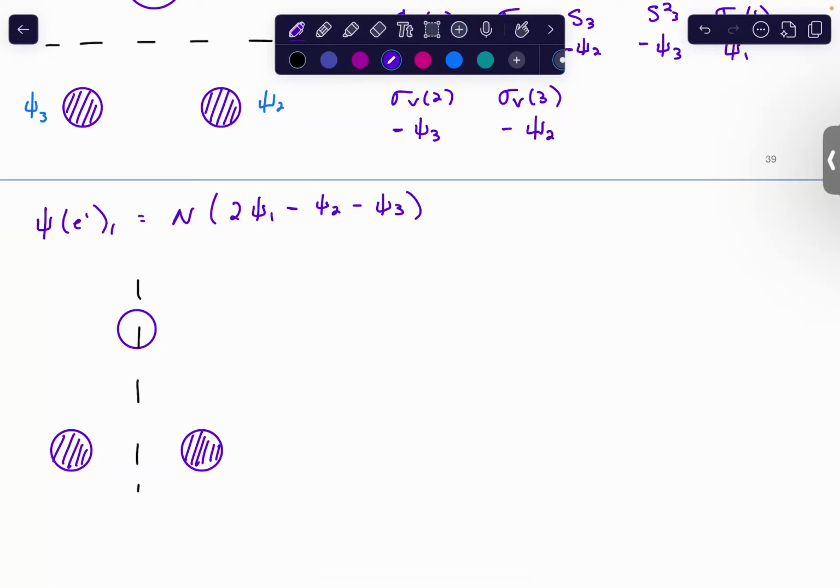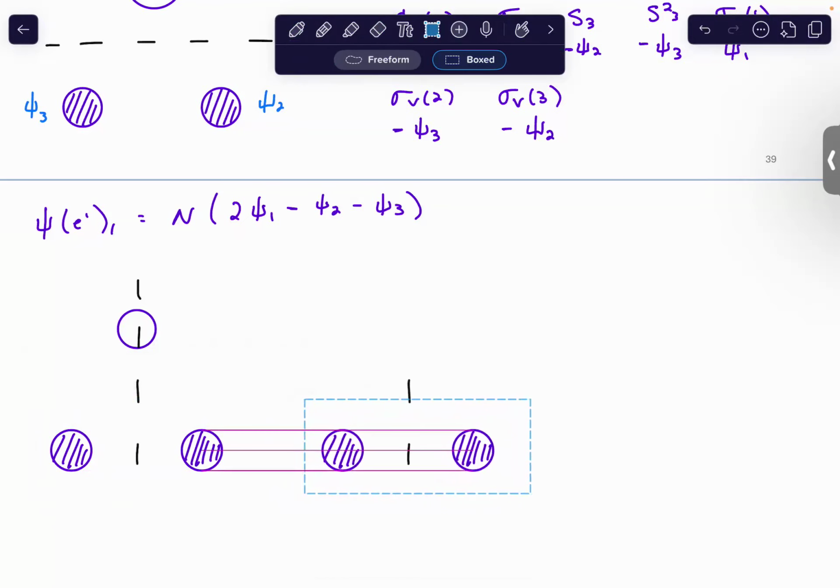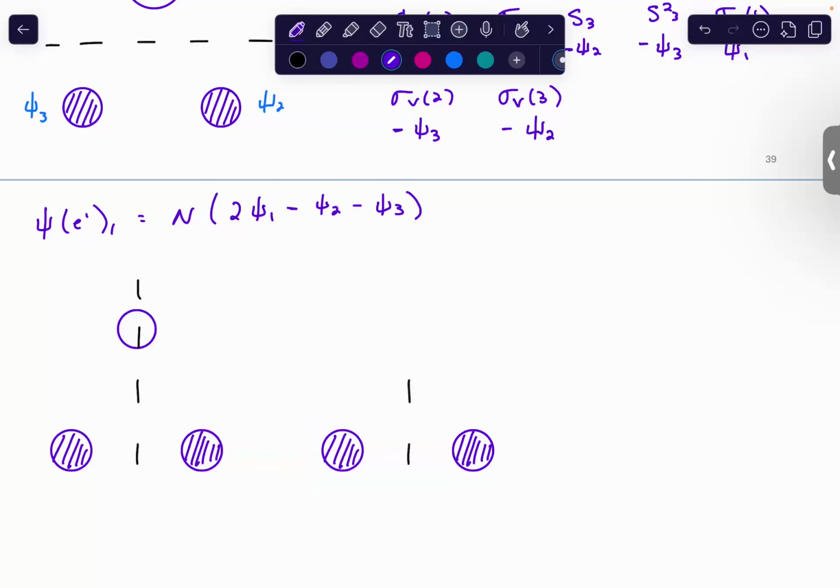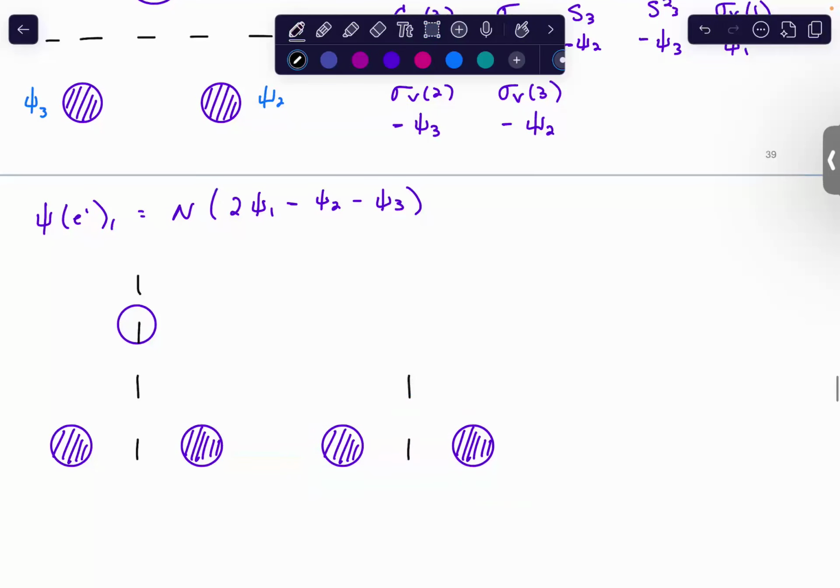Okay, so what you end up with is an orbital situation where this s orbital at the top is not going to contribute. So it's only going to be those two down at the bottom, and you end up with your second E prime.